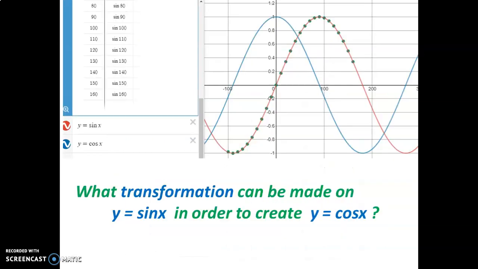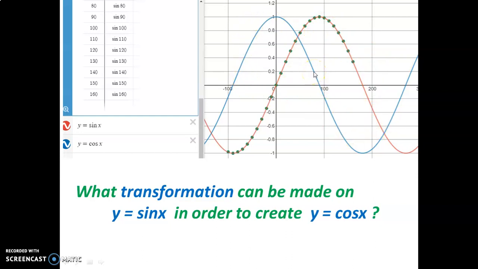Let's try that with a sine function. But before we look at a sine function in particular, I want to come back to this question that popped up in our recent work we've done. Here is a sine graph in red. Here's a cosine graph in blue.